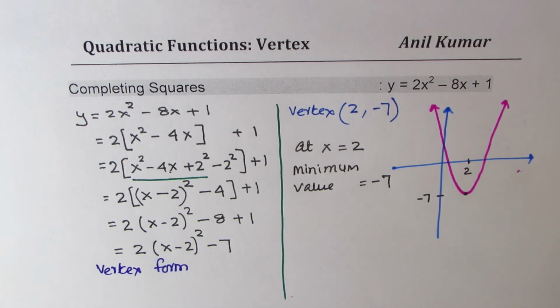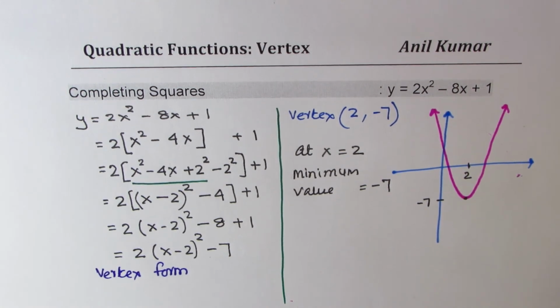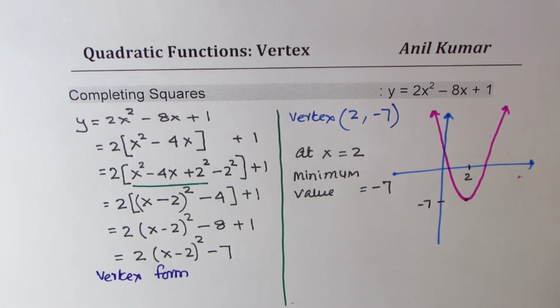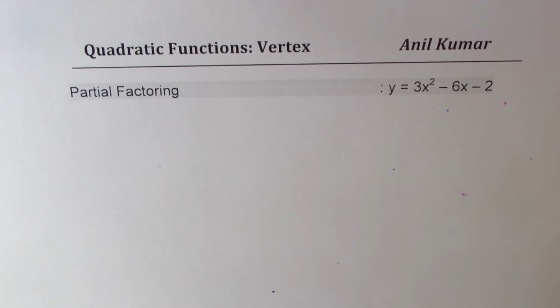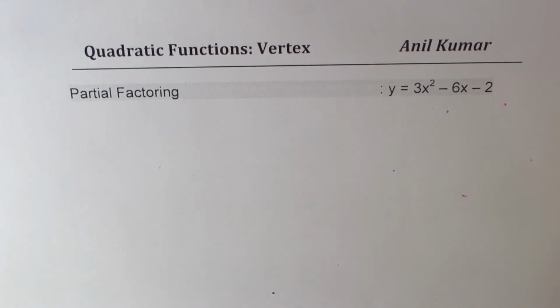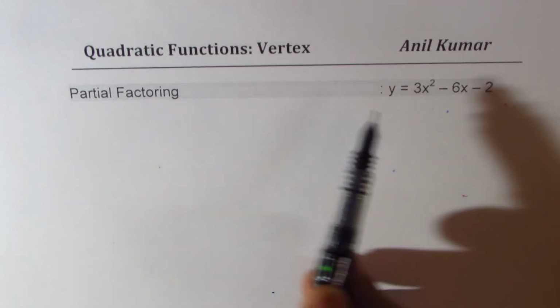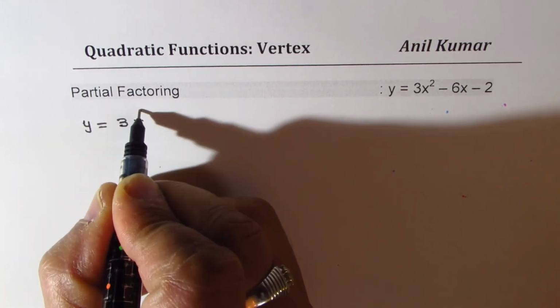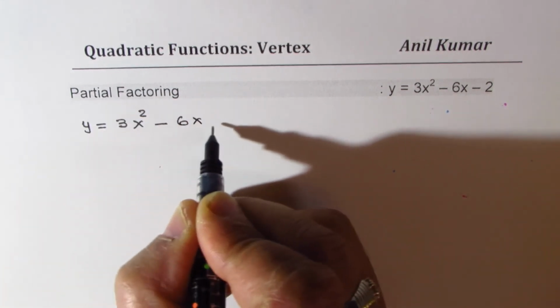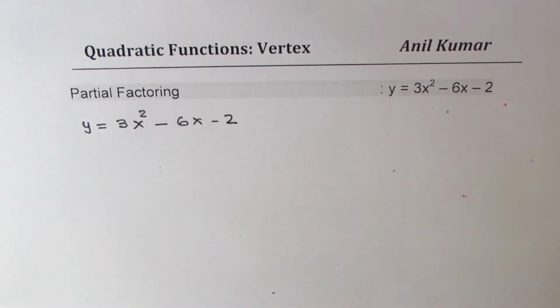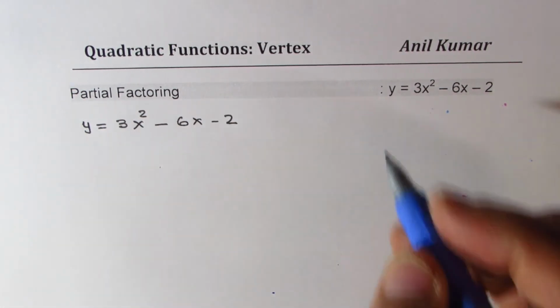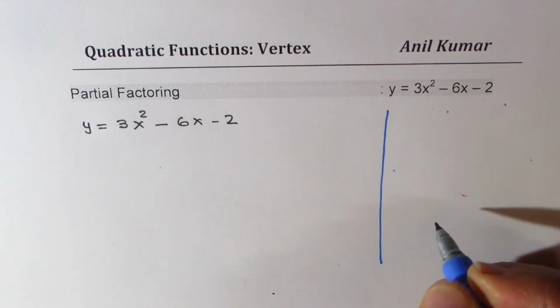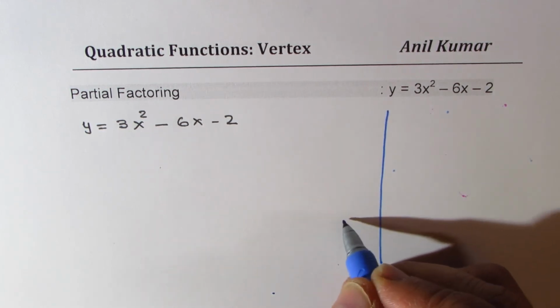Now let me share with you my most favorite way of doing it, which is partial factoring. Now let us understand how to find the vertex using partial factoring. The equation given to us is y equals 3x squared minus 6x minus 2. You will realize the beauty of this method once we complete this part of the video.